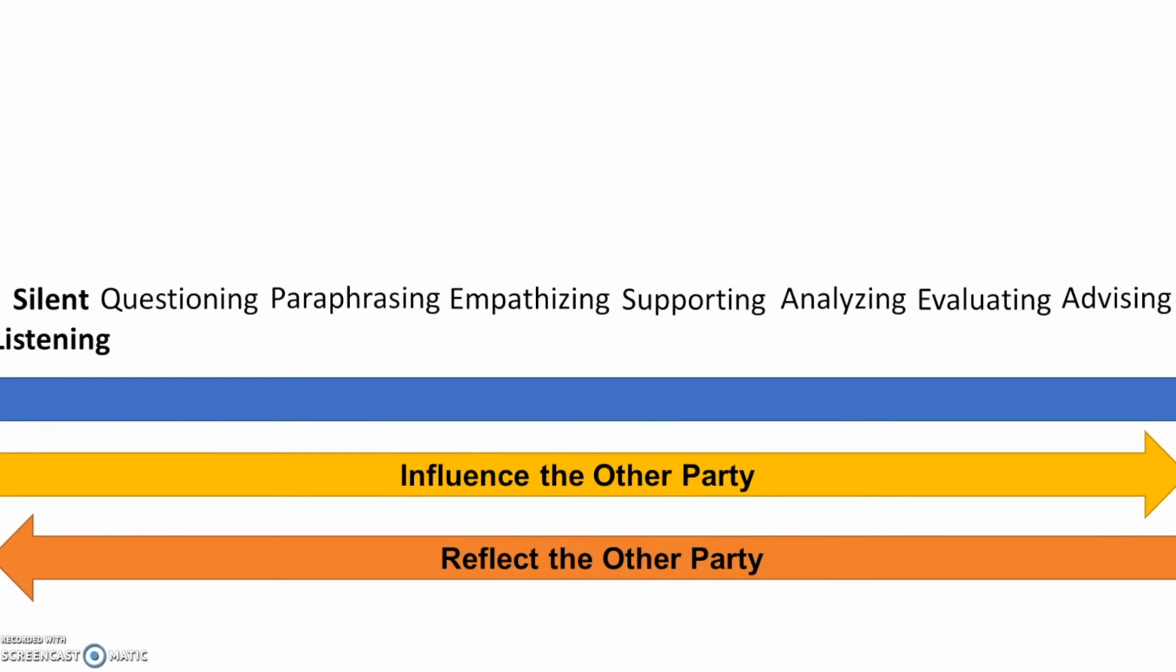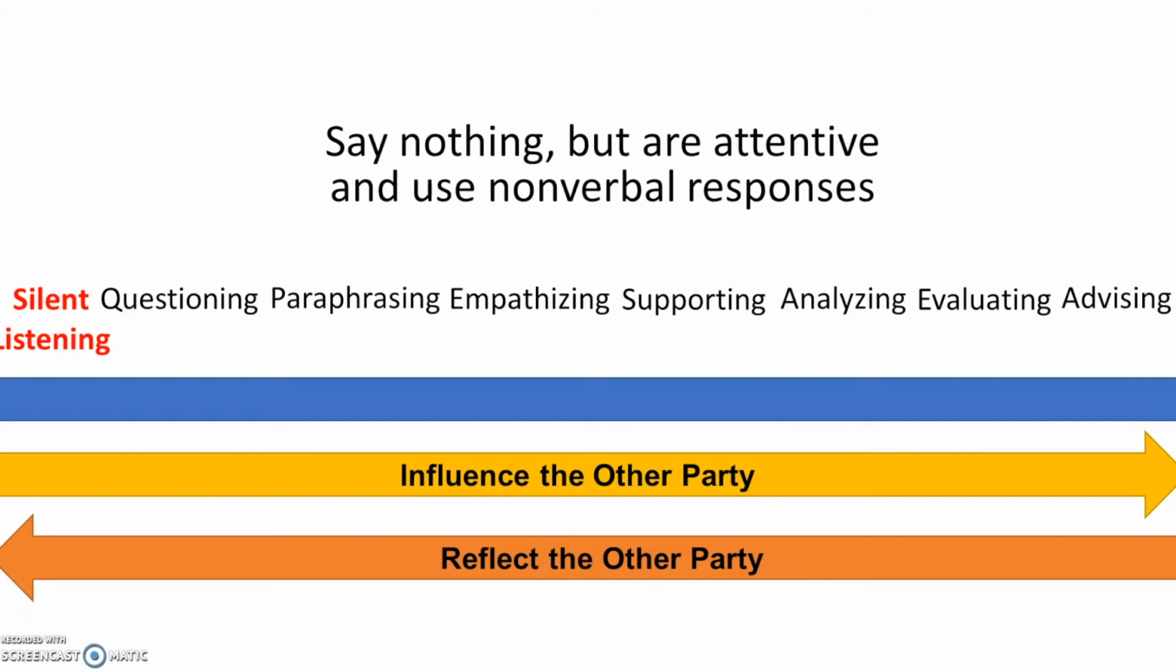These different listening responses can be classified according to the extent to which they seek to reflect or influence the other party. More reflective listening responses basically has the listener serving as a mirror for the speaker. Less reflective and more directive responses seek to influence the speaker's future behavior. Silent listening is the most reflective listening response. With silent listening, you don't say anything, but remain attentive to the speaker and use nonverbal responses to indicate that you are paying attention.